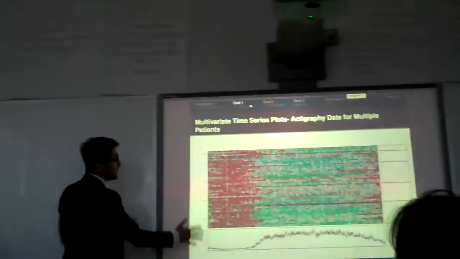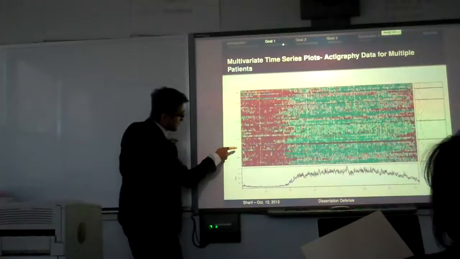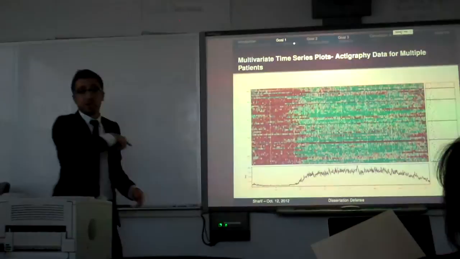Now, in general, if you look at all of this data image here, you would notice that there's a lot of gaps here. There's a lot of purple here. This represents night. This represents day. Of course, different patients differ. For example, if you look at this patient here, there's a lot of purple or brown. This means that there's not a lot of activity. Maybe he's dead. I don't know.